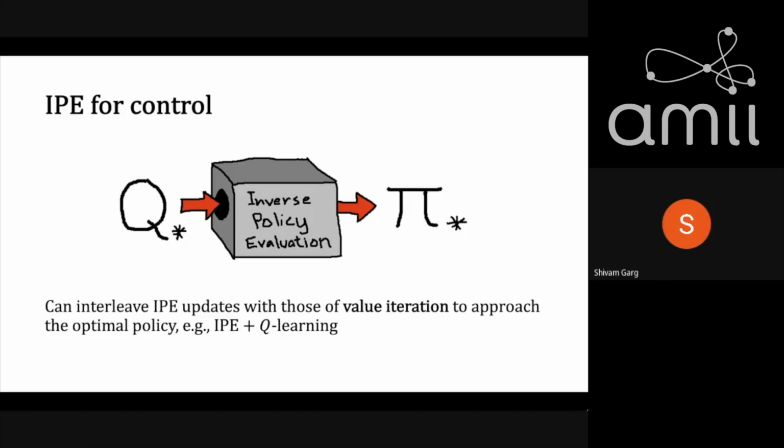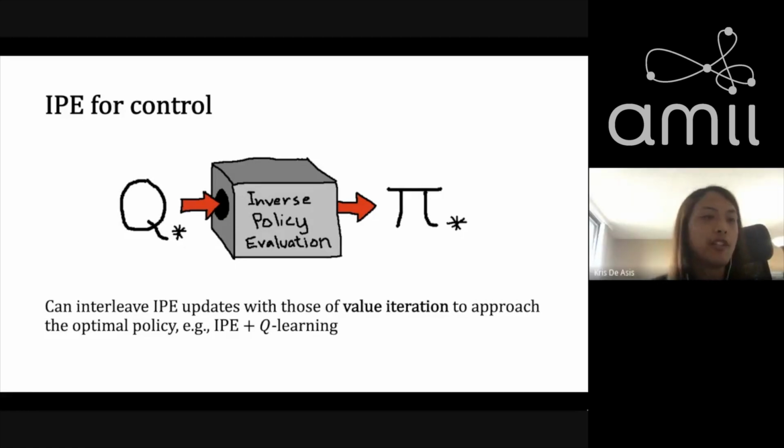So instead of a greedification, there's an inverse policy evaluation. Yeah, we rely on value iteration for doing all of the greedification, and then we're just tracking the value function in a way that seems convenient for learning the value function.